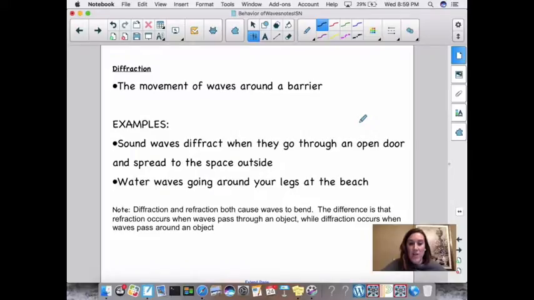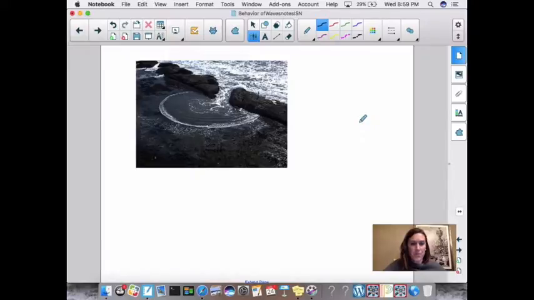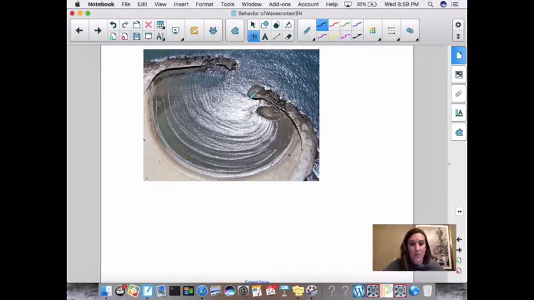Note, diffraction and refraction both cause waves to bend. The difference is that refraction occurs when waves pass through an object, while diffraction occurs when waves pass around an object. So this would be an example. We have barriers here with the logs, and the water has the ability to go through them. And not only does it go through, but it's also expanding after it goes through. Here's another example, very similar.